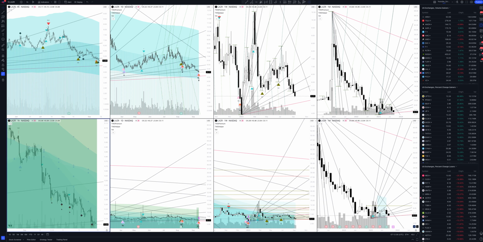Today we will take a look at Luminar Technologies stock. Let's analyze the market situation and find out how you can make money on it. Let's start.